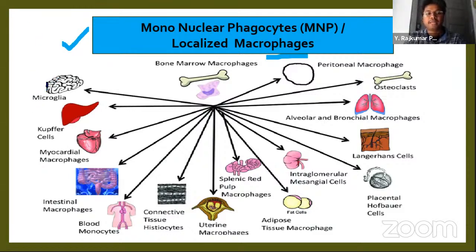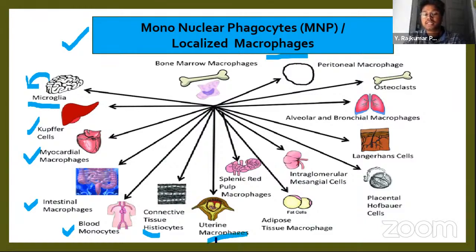For example, the phagocytes present in the brain are called microglia. Kupffer cells exist in the liver. Myocardial macrophages exist in the walls of the heart, and intestinal macrophages are located in the intestine. Blood monocytes are located in the circulatory system. Connective tissue lymphocytes are located in the tissues of the body, such as muscular tissue.